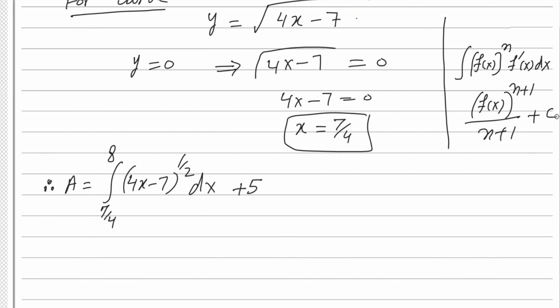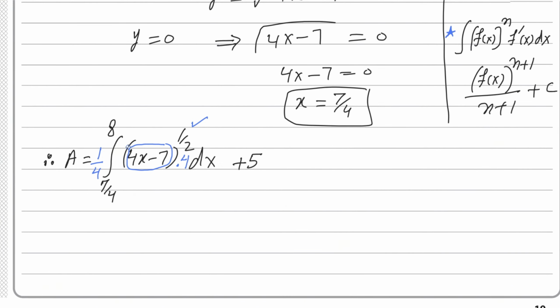This is the rule. Look here, the function under the power is 4x minus 7. The derivative of this function is 4. To get 4 here, you will multiply by 4 and divide by 4 to get this form. Now this is the function and here is the derivative. Therefore you can increase the power by 1 and divide by the same power. This is the rule. When there is a limit given, a definite integral, we will not write c.